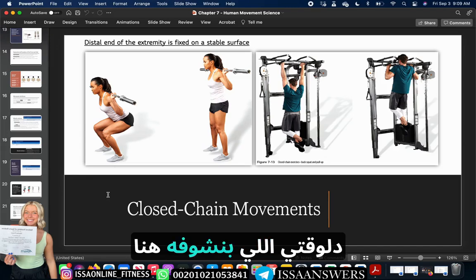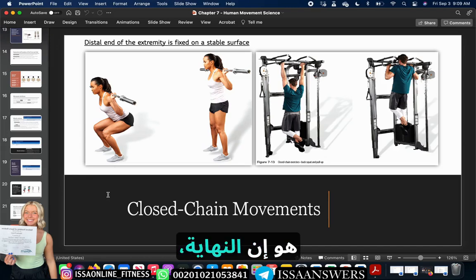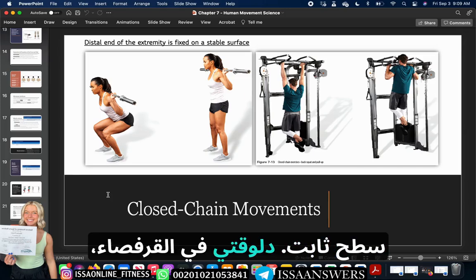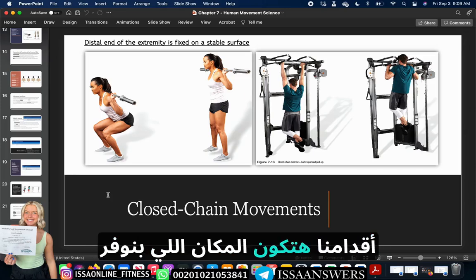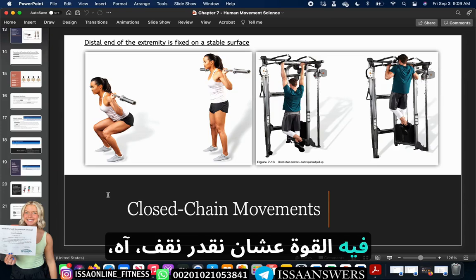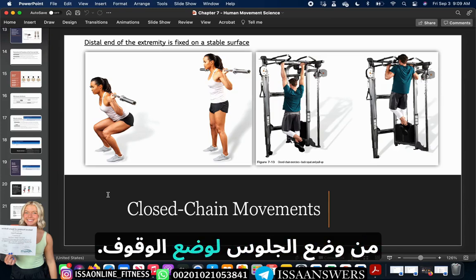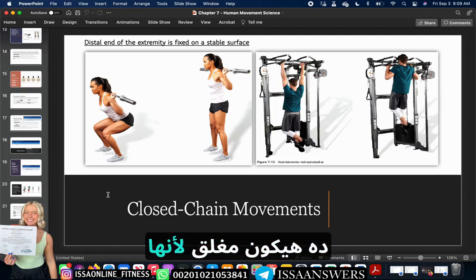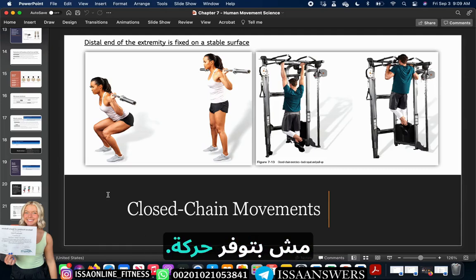Now, what we look at here is whatever the end is, the distal end of the extremity, is fixed on a stable surface. For a squat, our feet are going to be where we provide the force to be able to stand, to go from a seated position to a standing position. So the feet are fixed. Now, when the feet are fixed, that would be closed because it's not providing movement.